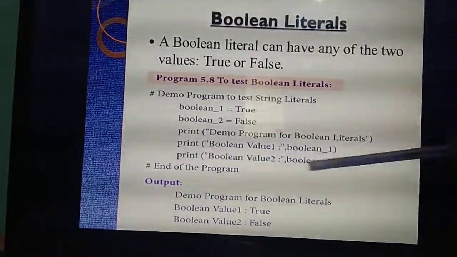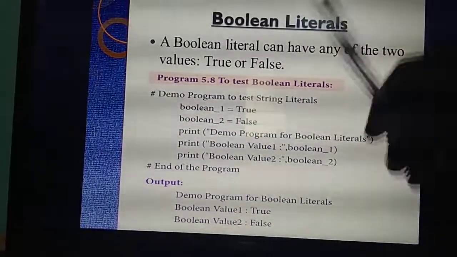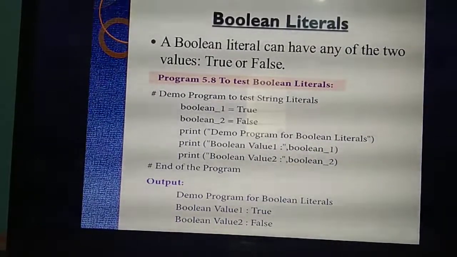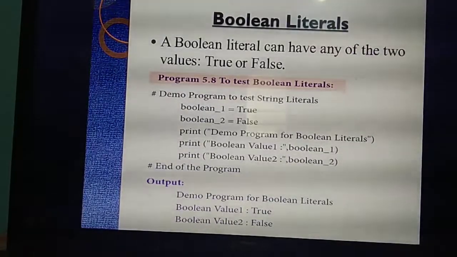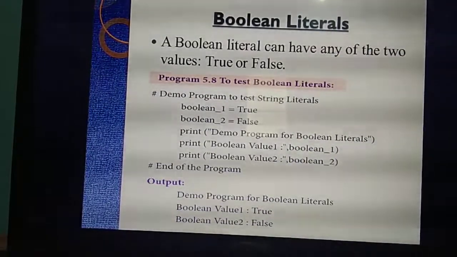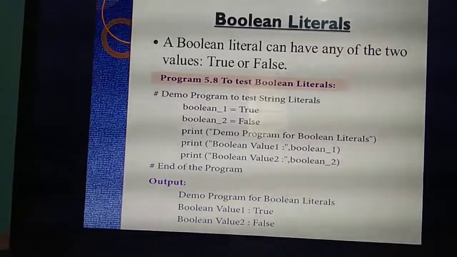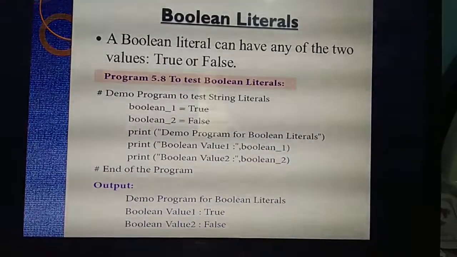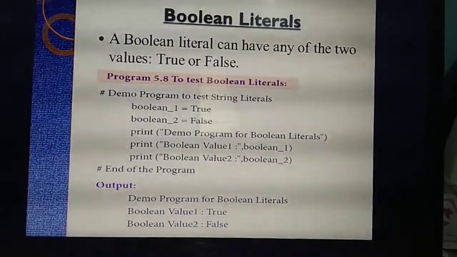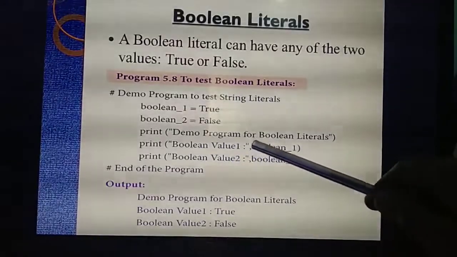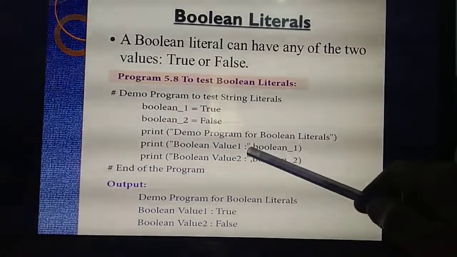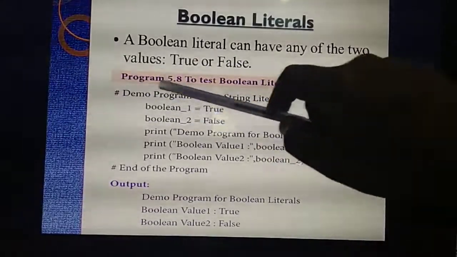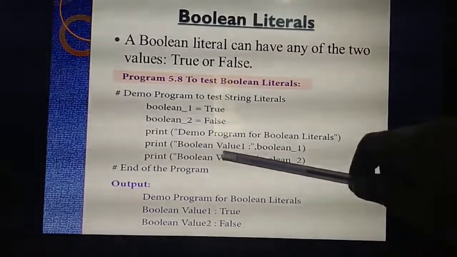So, inside the print statement, I gave just like a heading: Demo program for Boolean literal. Whatever you have given inside this print, that line will display in the output screen. That already you know. Okay. So, next line I am giving Boolean value 1. Which variable do I need to call for Boolean value 1? Boolean 1. Understand?